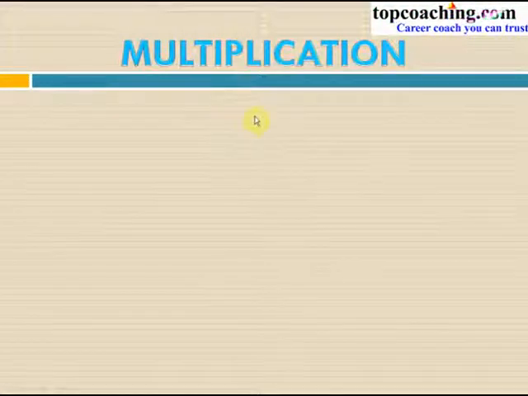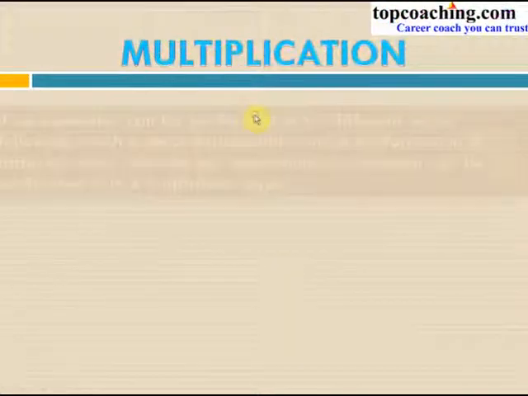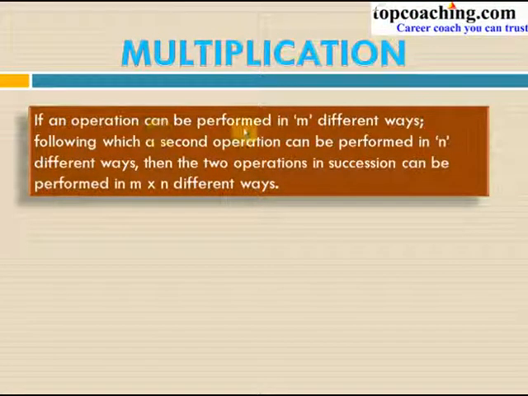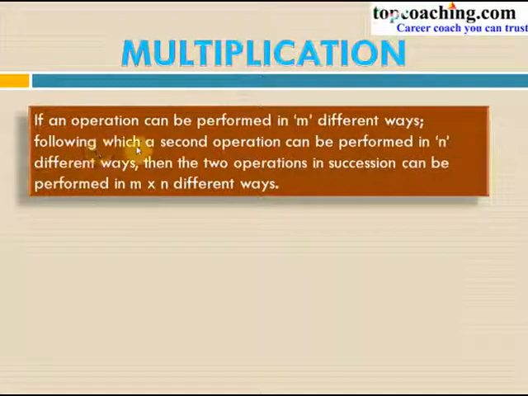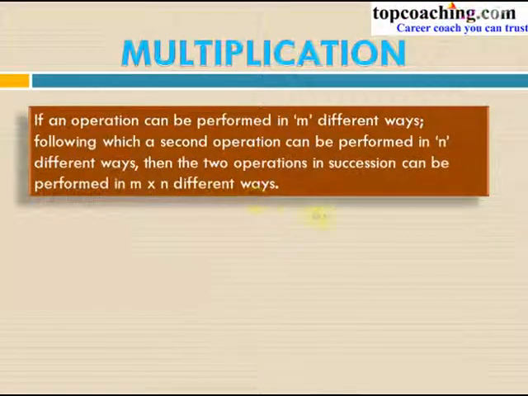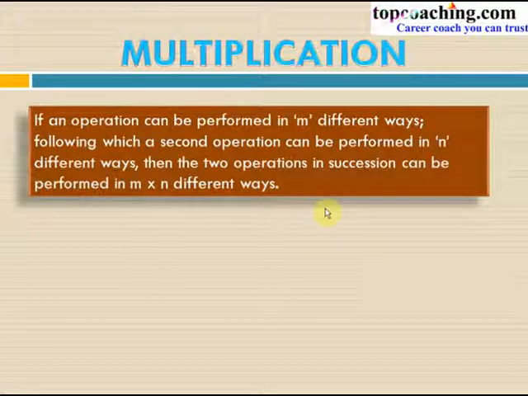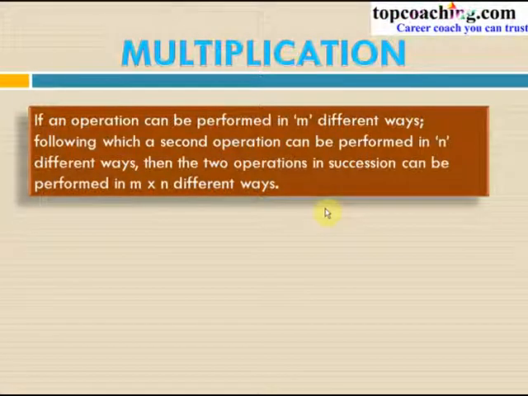The first is the multiplication rule, and it says that if an operation can be performed in m different ways, following which a second operation can be performed in n different ways, then the two operations in succession can be performed in m into n different ways. So the multiplication principle says that if we have an operation that can be performed in m different ways, and a second operation that can be performed in n different ways, and we perform both these operations in succession, then the number of ways in which both can be performed in succession would be equal to m into n.